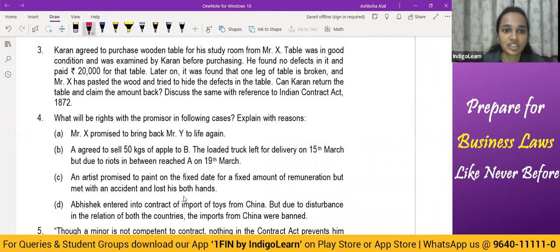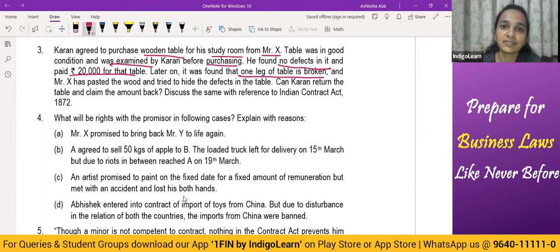Karan agreed to purchase a wooden table for his study room from Mr. X. The table was in good condition and was examined by Karan before purchasing. He found no defects in it and paid 20,000 for that table. Later on, it was found that one leg of the table is broken.